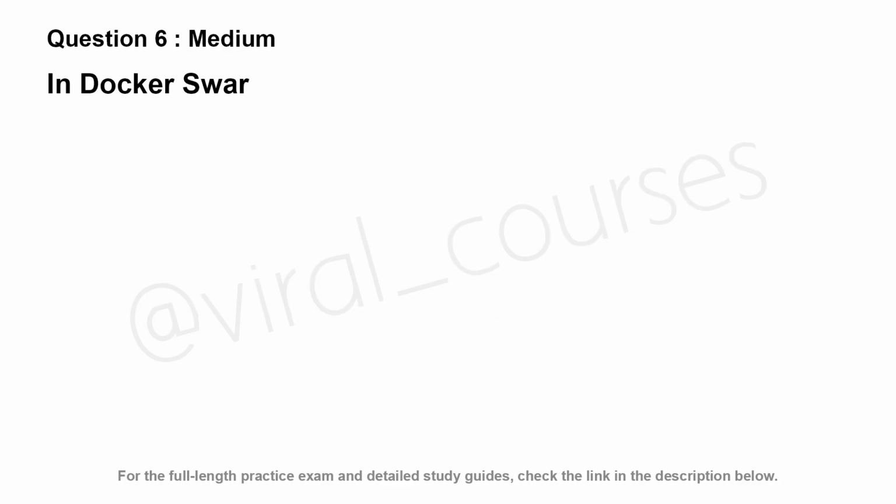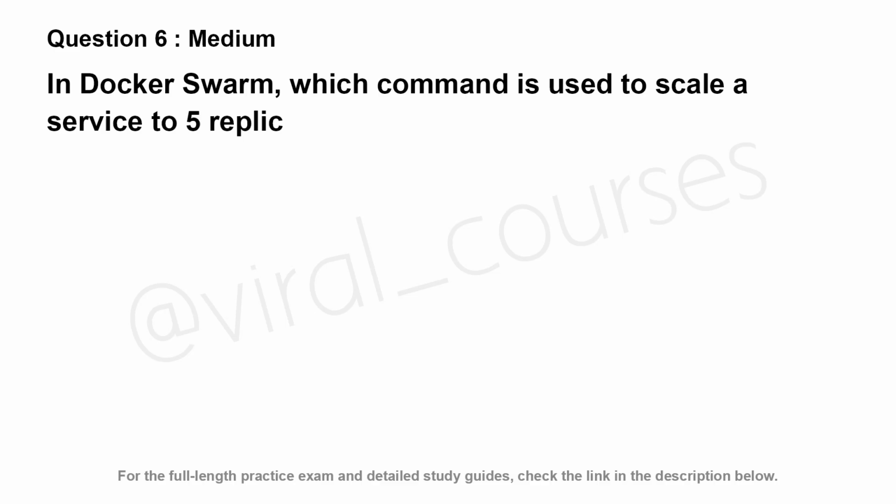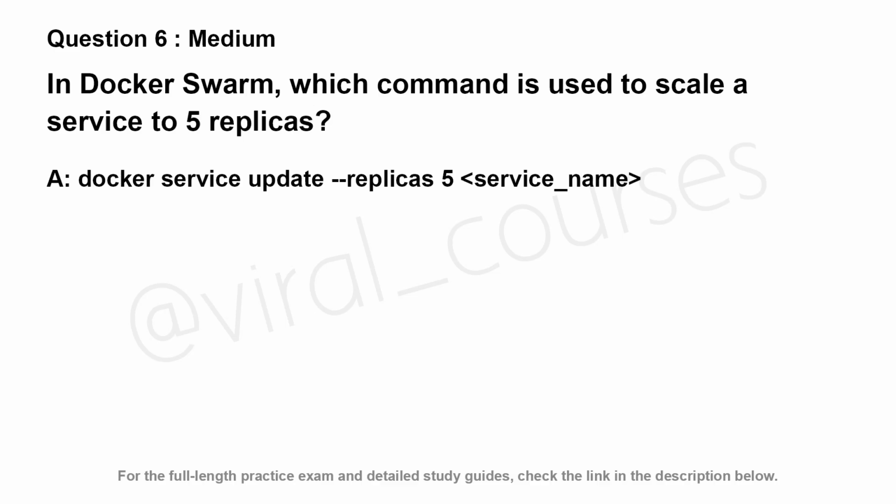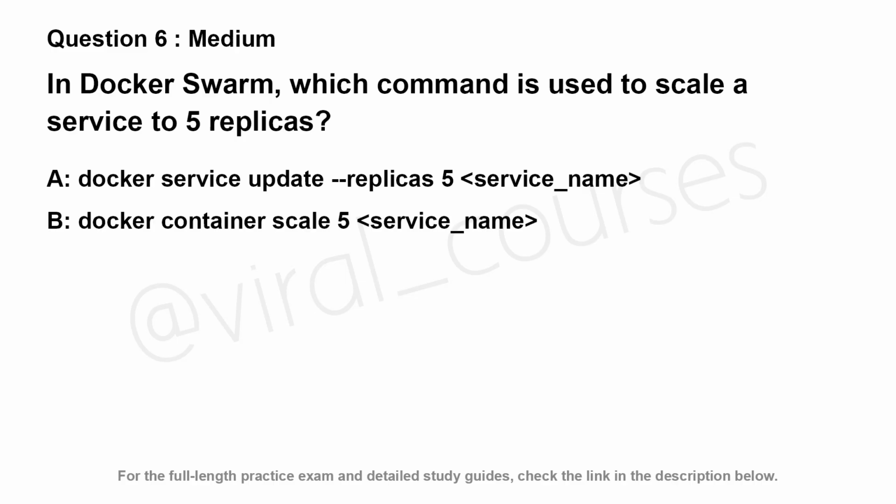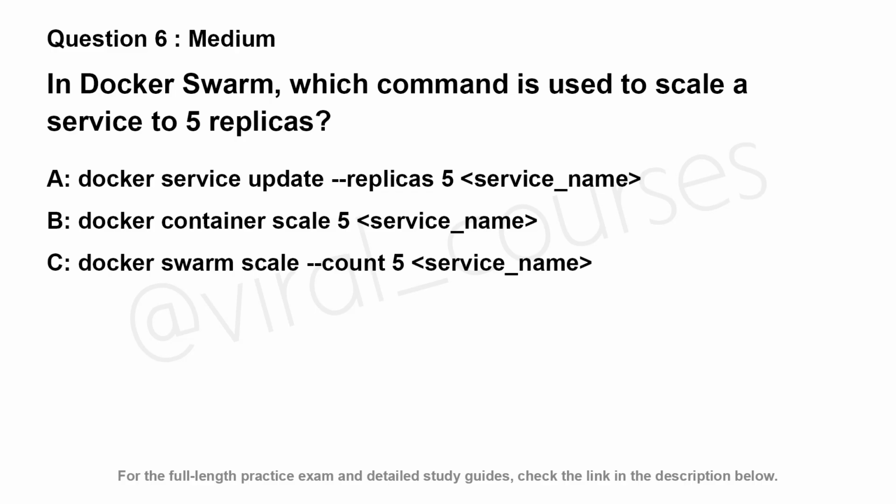In Docker Swarm, which command is used to scale a service to 5 replicas? Option A, docker service update --replicas 5 <service_name>. Option B, docker container scale 5 <service_name>. Option C, docker swarm scale --count 5 <service_name>. Option D, docker service scale 5 <service_name>.